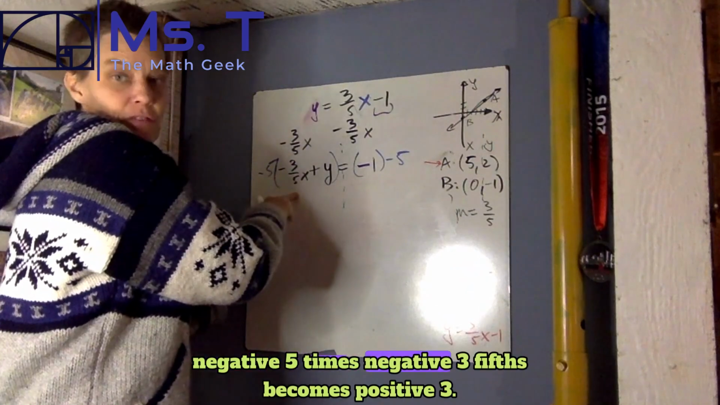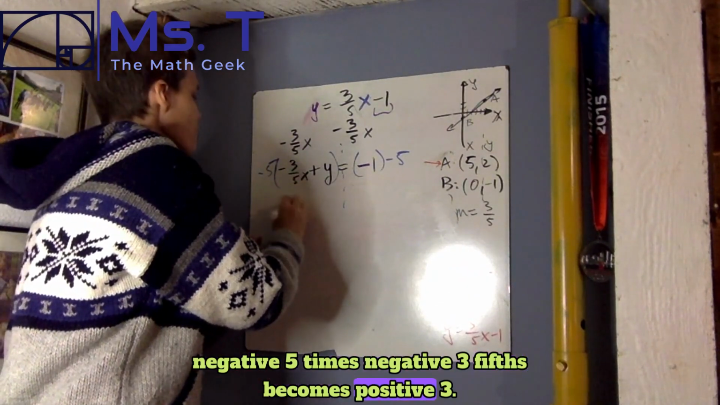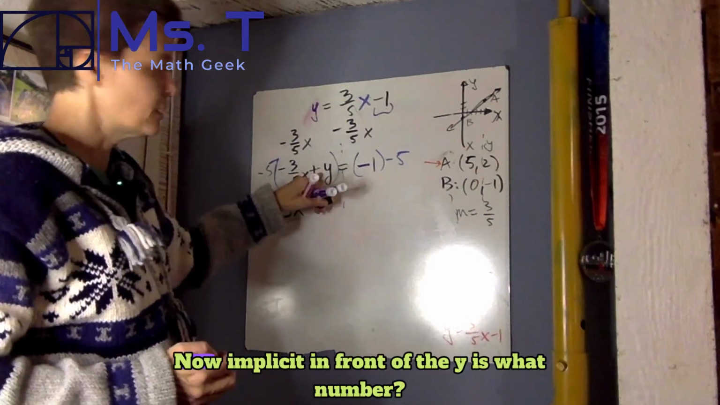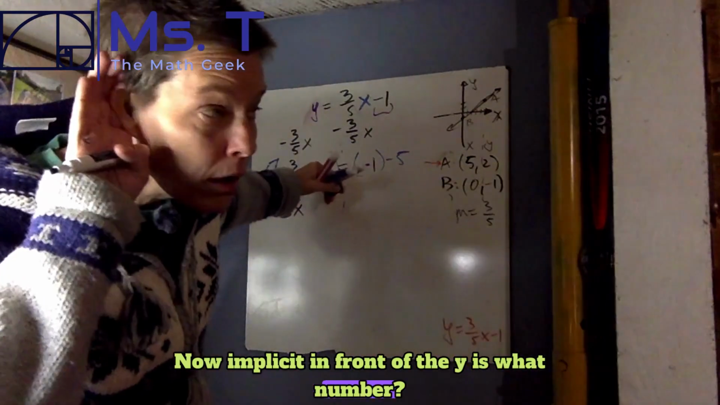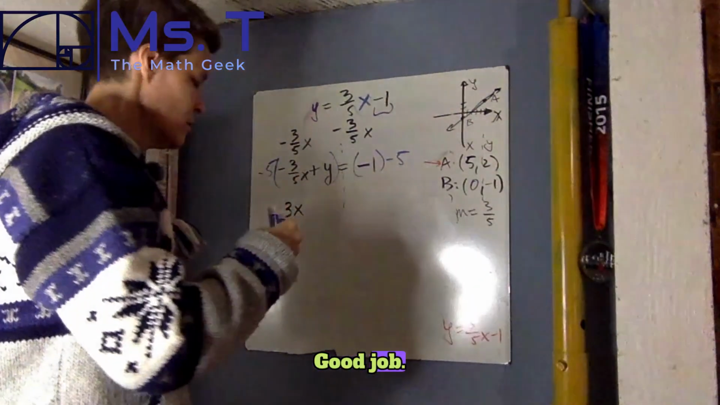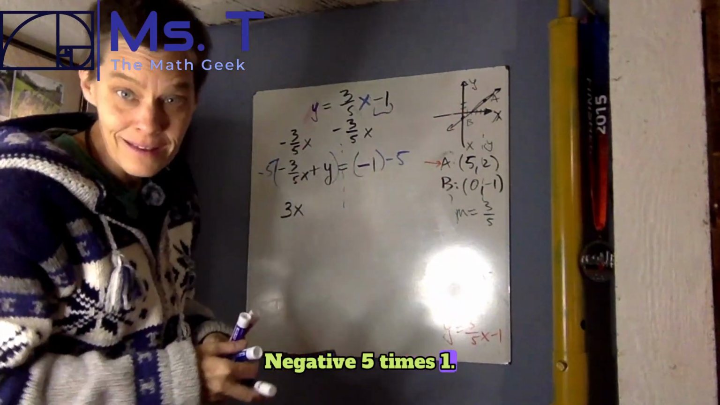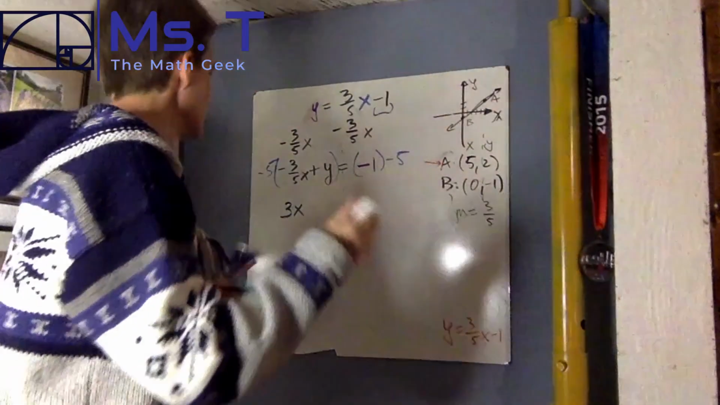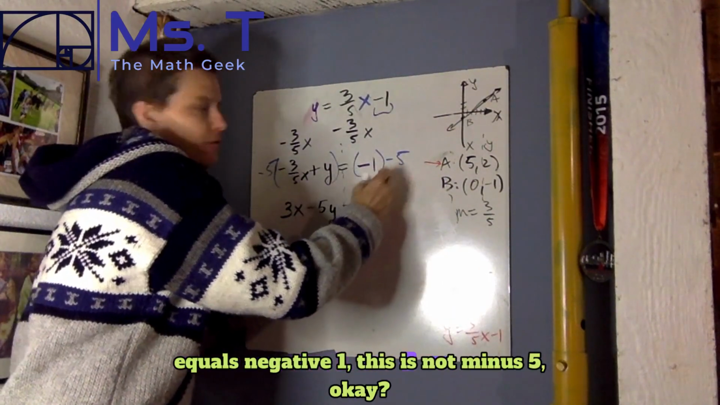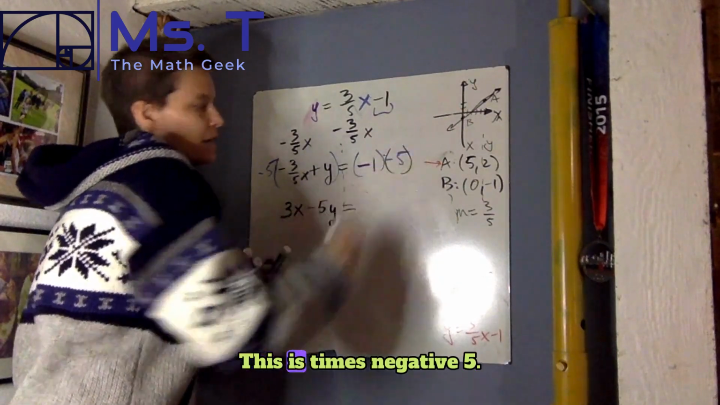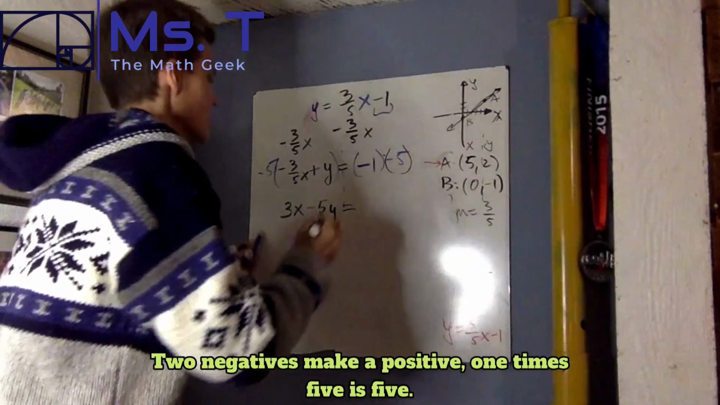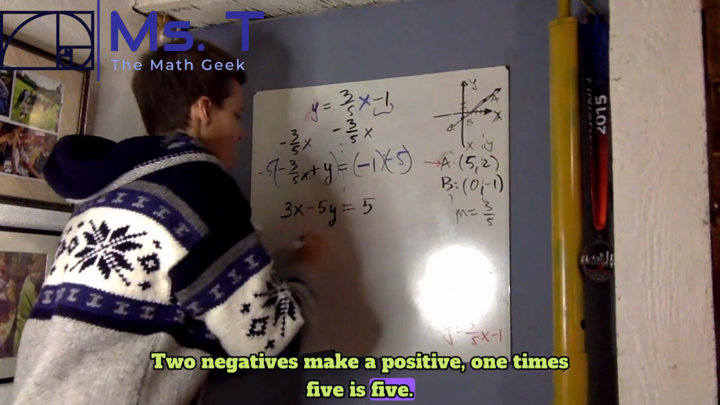Okay, so negative 5 times negative 3/5 becomes positive 3. That's what we wanted. Okay? Now implicit in front of the y is what number? Did someone say 1? Good job. Negative 5 times 1 is now negative 5, equals negative 1. This is not minus 5, okay? This is times negative 5. Two negatives make a positive. 1 times 5 is 5.